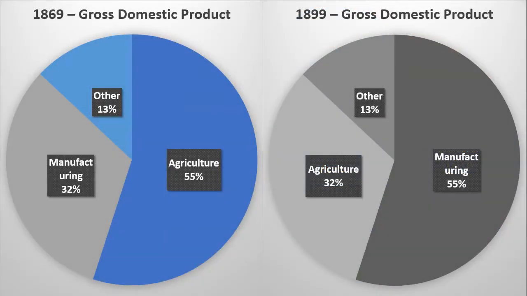GDP, or the gross domestic product, is the total market value of all the goods and services produced within the borders of a nation during a specified period. As you can see from the chart, we move from an agricultural-based economy to a manufacturing one.